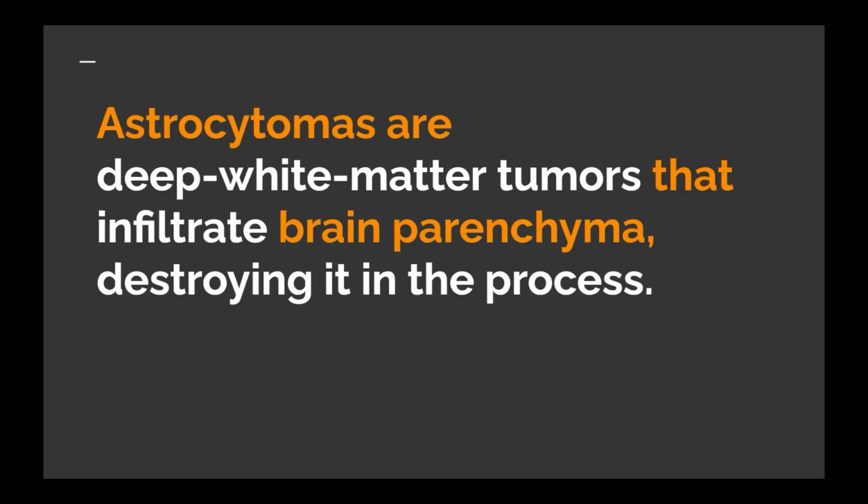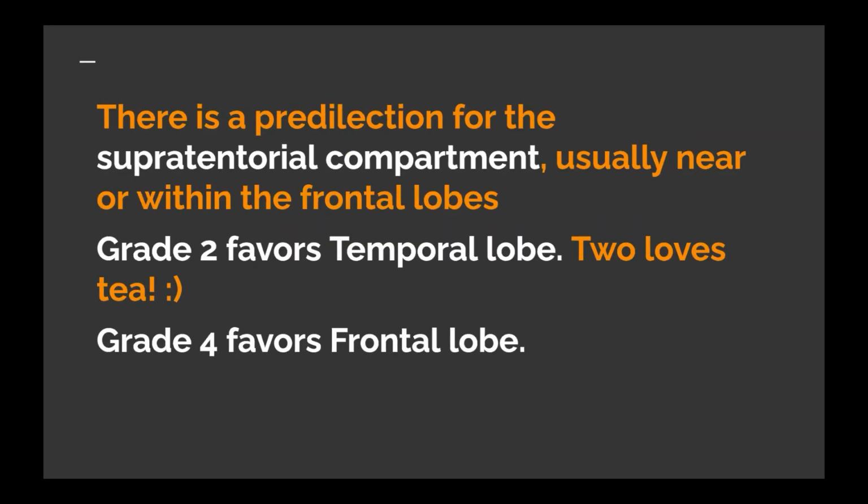These are deep white matter tumors that infiltrate the brain parenchyma, destroying it in the process. And they like supratentorial compartments, usually near or within the frontal lobes. The grade 2 usually favors the temporal lobe, grade 4 favors the frontal lobe, but you can find them anywhere in the supratentorial compartment. Infratentorial compartment can be involved in some cases, but is generally not favored.